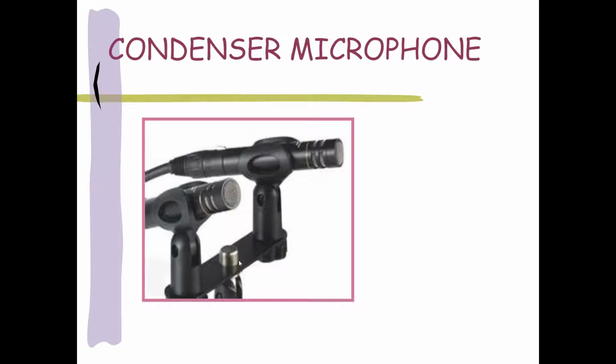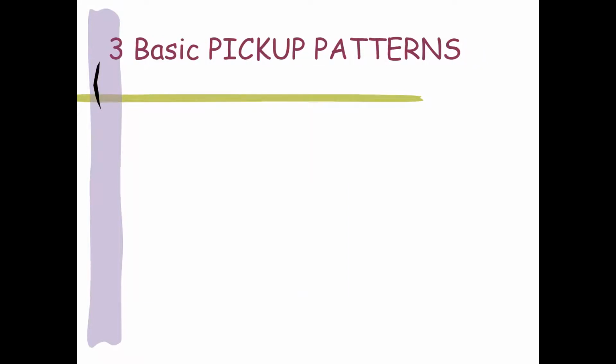Here's an image of a condenser microphone. Now, not all condenser microphones are going to look like this, but this is one type. Okay, so you're doing audio, you're trying to figure out what would be the best microphone to use. Well, you figure out what is my situation, and also you need to know what pickup pattern you want, because microphones have different pickup patterns, how they pick up the audio. So we're going to talk about three of them.